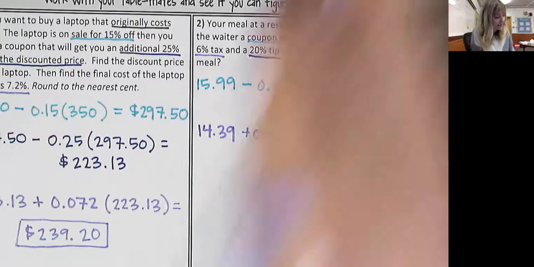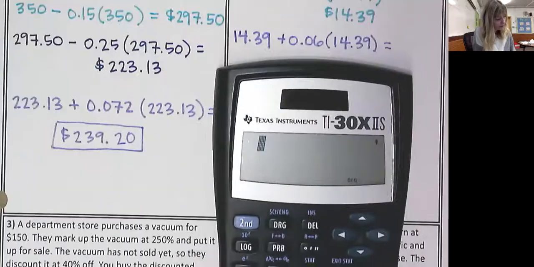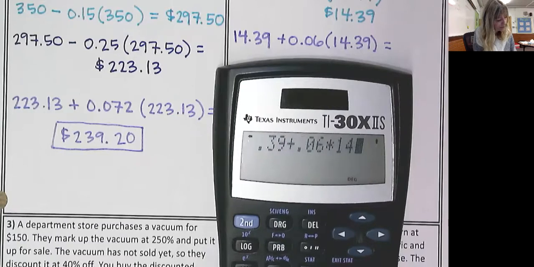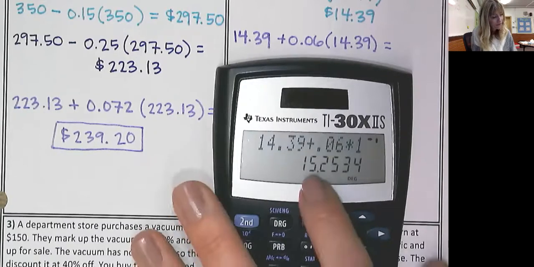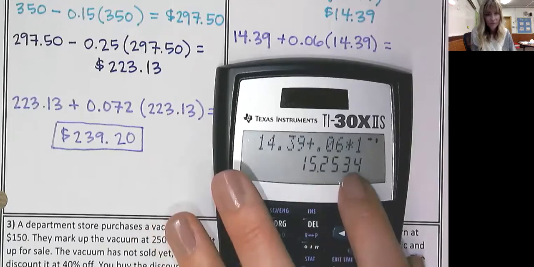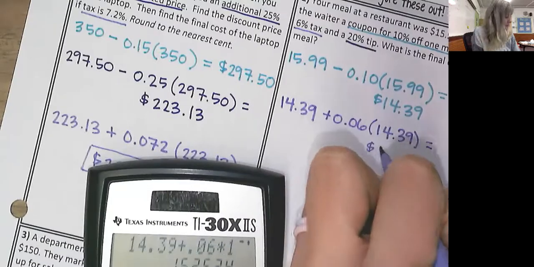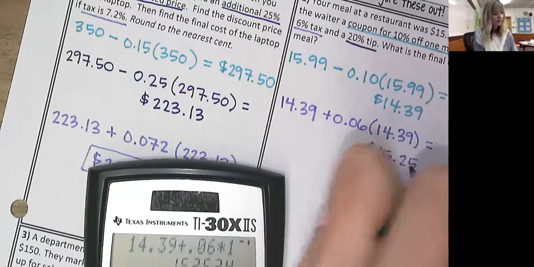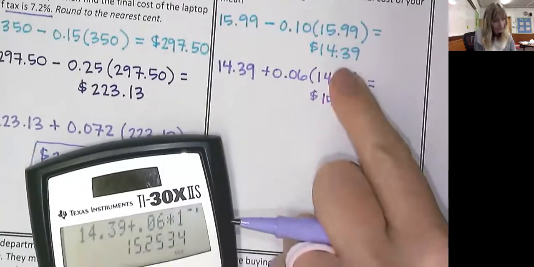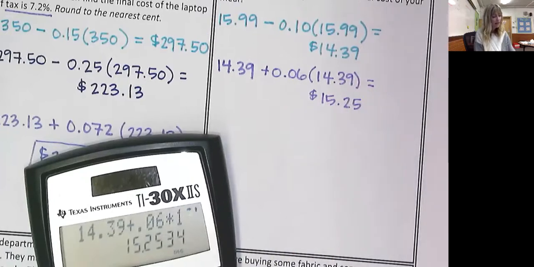Okay, so we're calculating tax now. 14.39 plus 0.06 times 14.39. 15.25, the next number is a 3, so that will not round up. So my new amount, I've now done the 10% discount, and now I've done 6% tax.